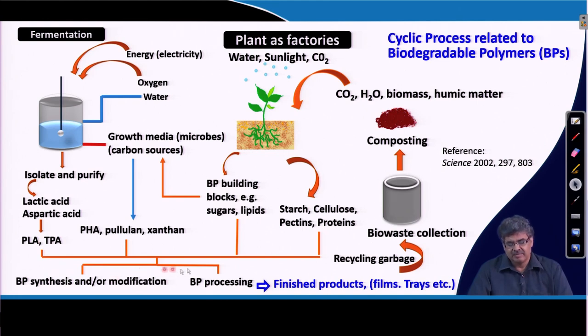Once the polymers are produced, they can be used to make different products, and after using those products, they can be recycled back. By composting, we can get back the raw material, which can again be used either for fertilizer or for agriculture applications. So, this gives you a cyclic picture for biodegradable polymers.